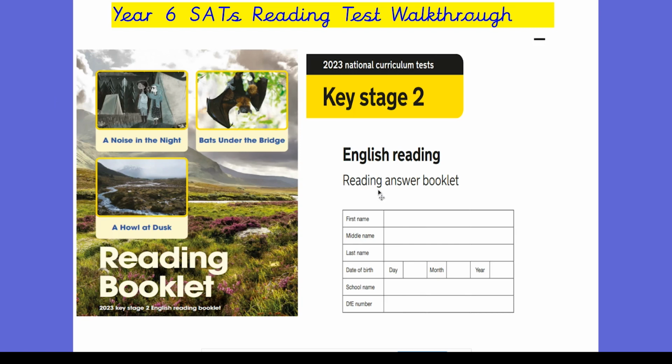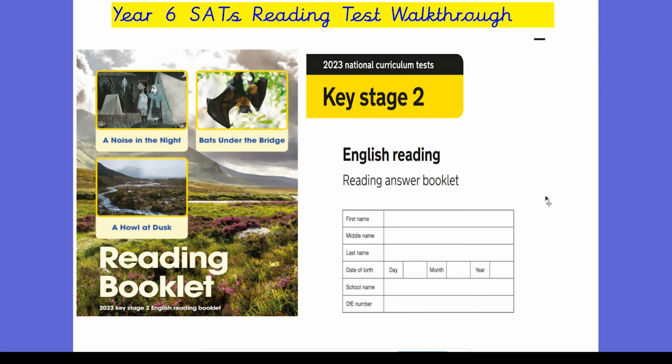In today's video I'm going to be talking through the English reading paper 2023 SATs paper for year 6. This is the second part of the walkthrough and I'm going to be talking about the second text, Bats Under the Bridge. If I'm honest, last year when the Year 6ers took this, they did find this really tricky.